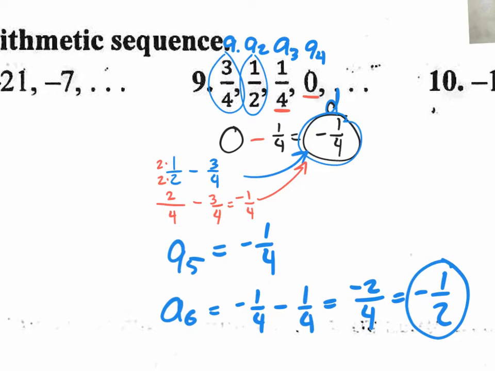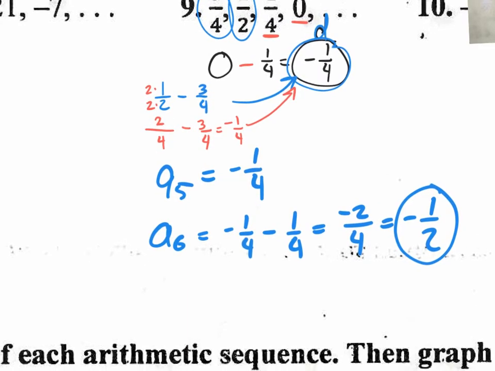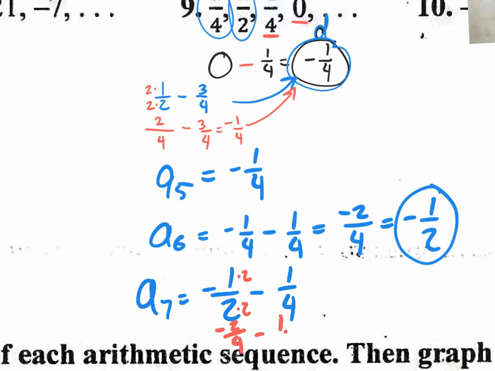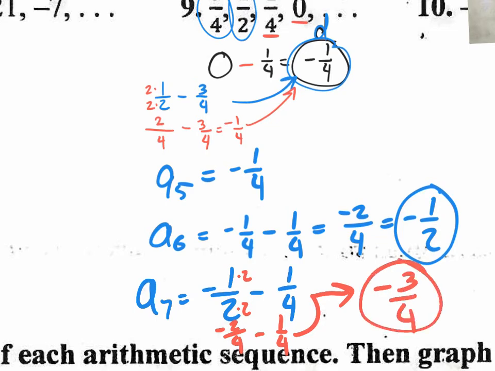And now we need to take that negative 1/2 and decrease it by 1/4 one more time to get the a sub 7. Okay? Now we do not have a common denominator here, so we need a common denominator. I'm going to multiply by 2, multiply by 2. That way it'll look like a negative 2/4 minus a 1/4. And now I could actually subtract negative 2/4 minus 1/4, and we get the answer negative 3/4. And that is your seventh term.